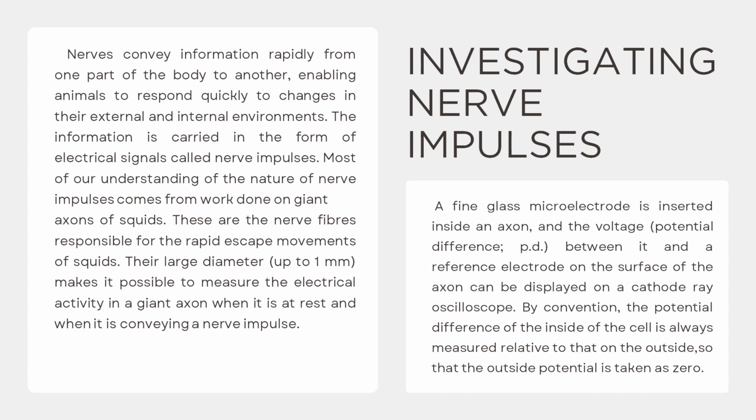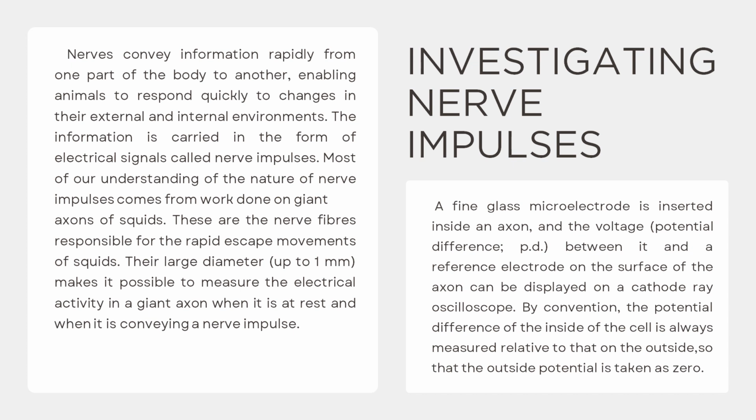Nerves convey information rapidly from one part of the body to another, enabling animals to respond quickly to changes in their external and internal environments. The information is carried in the form of electrical signals called nerve impulses.